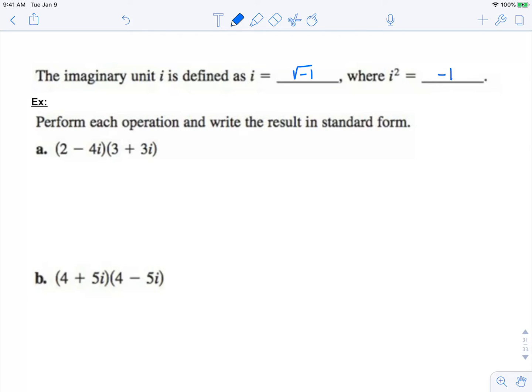Here we're multiplying two complex numbers in standard form. We FOIL them just like two binomials. 2 times 3 is 6. 2 times 3i is 6i. Negative 4i times 3 is negative 12i. Negative 4i times 3i is negative 12i squared.